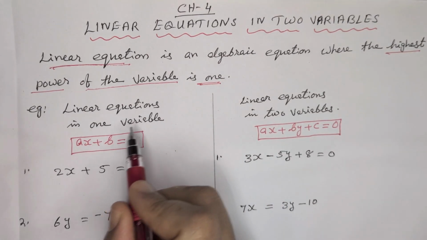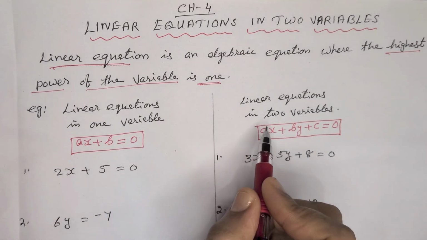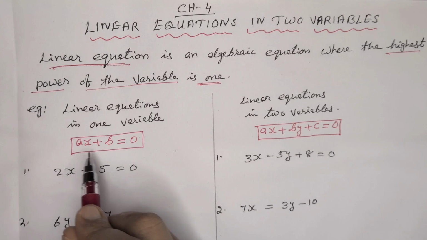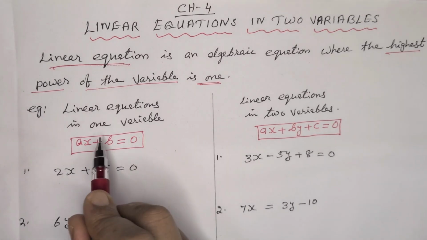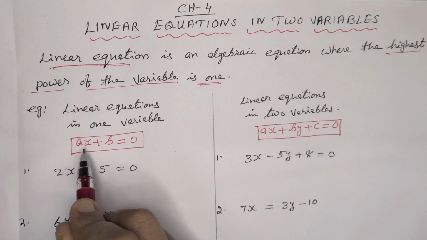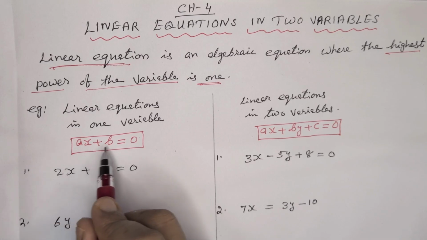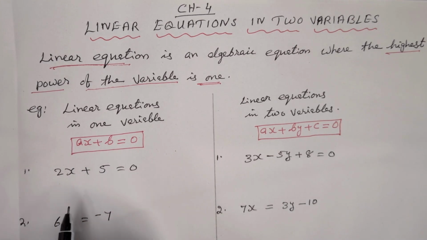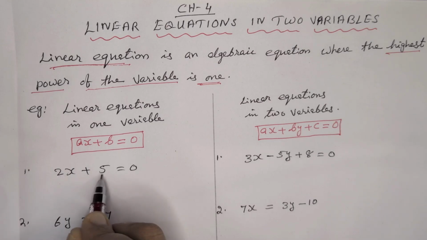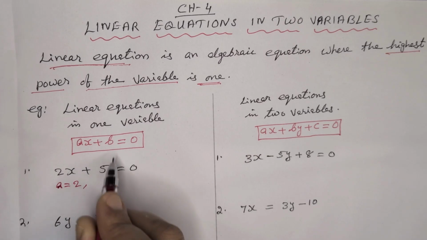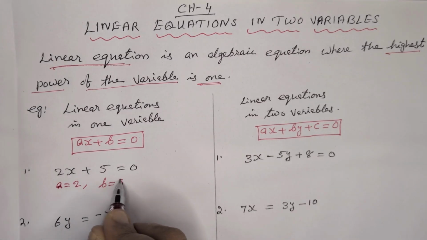There are linear equations in one variable and linear equations in two variables. With one variable, the standard form is ax plus b is equal to 0. Here a is the coefficient of the variable x, and b is the constant. Example: 2x plus 5 is equal to 0. x is the variable, 2 is the coefficient and 5 is the constant. Here a is equal to 2 and b is equal to 5.